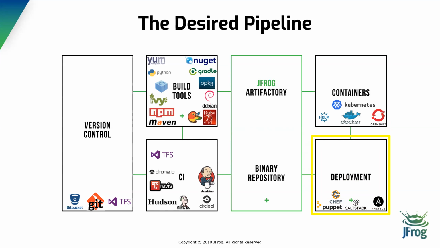And also, if you're doing some deployment without containers, you would still get your binaries from Artifactory, and you would use a deployment or provisioning tool like Chef, Puppet, SaltStack, or Ansible to get the binaries from Artifactory and deploy them to the target. And by the way, we store Chef cookbooks and Puppet modules inside Artifactory.